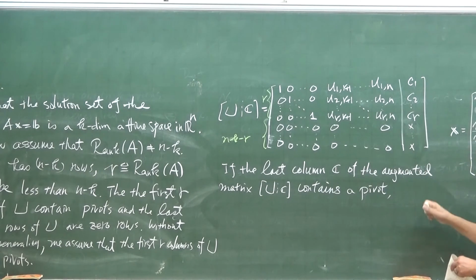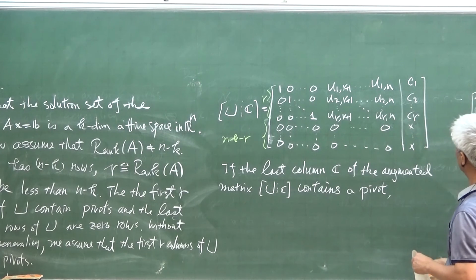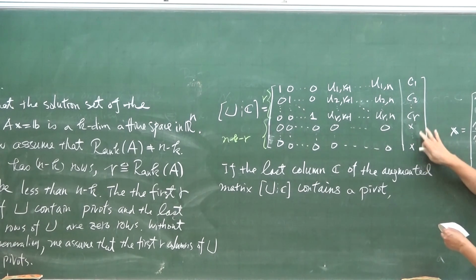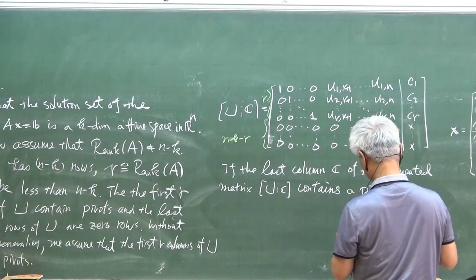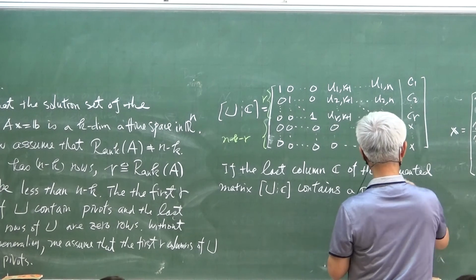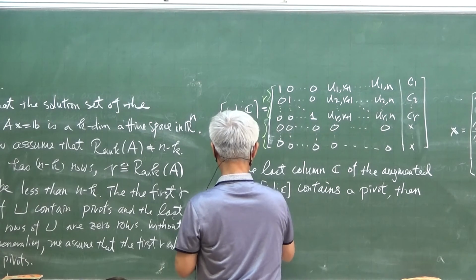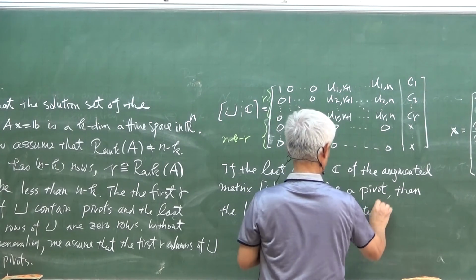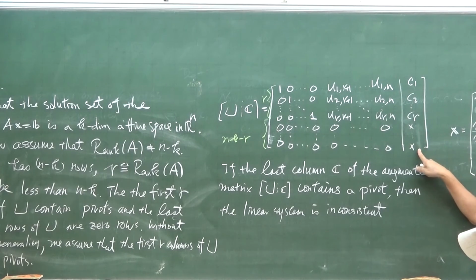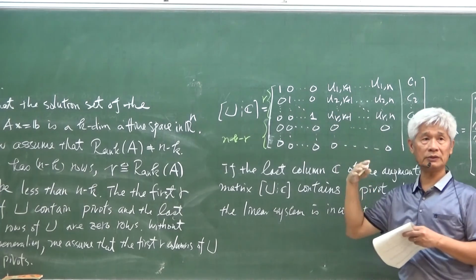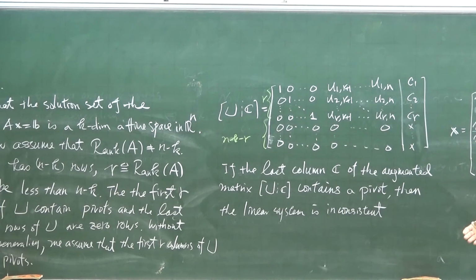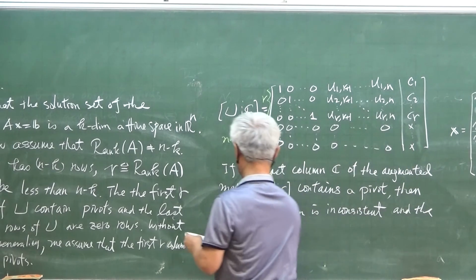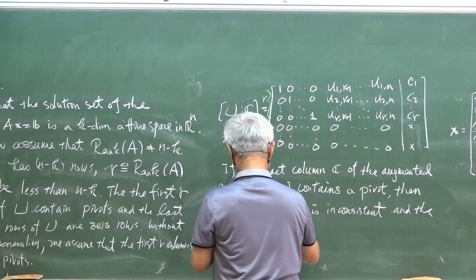Alright, so if it contains a pivot, that means that one of the entries here must be non-zero. If this is the situation, then the linear system is inconsistent. Alright? So if any of the entries here is non-zero, then this augmented matrix corresponds to an inconsistent linear system, and you have no solution at all. And the solution set, alright, is the empty set.